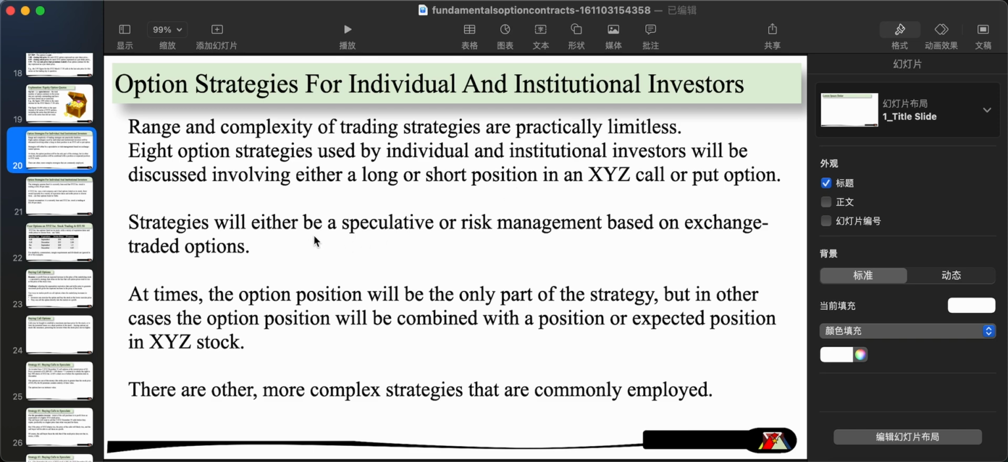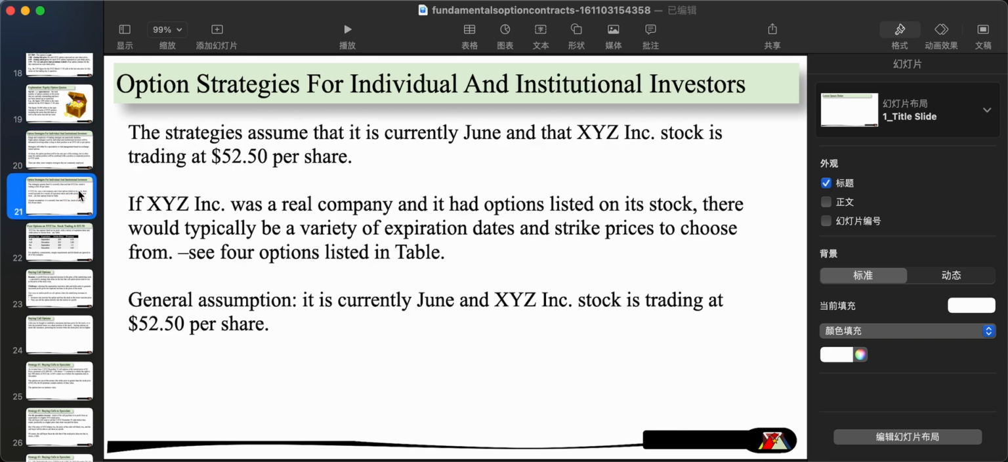Strategies will either be speculative or risk management based on exchange trading options. At times, the option position will be the only part of the strategy, but in other cases, the option position will be combined with a position or expected position in XYZ stock. There are other more complex strategies that are commonly employed.